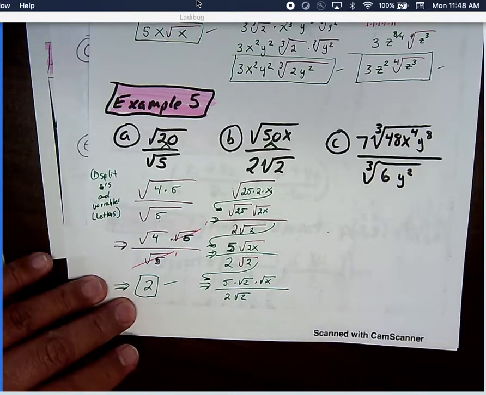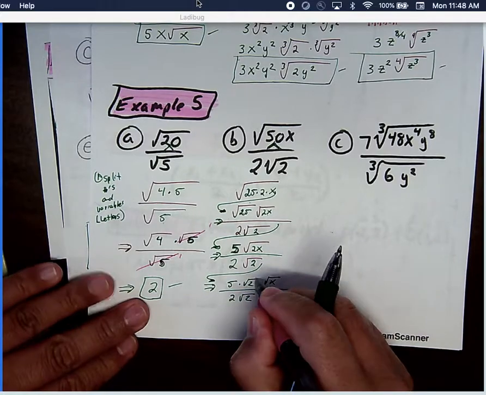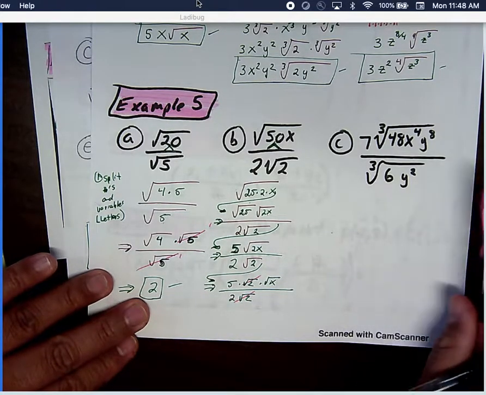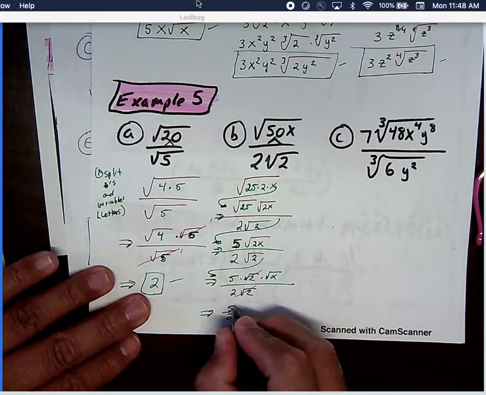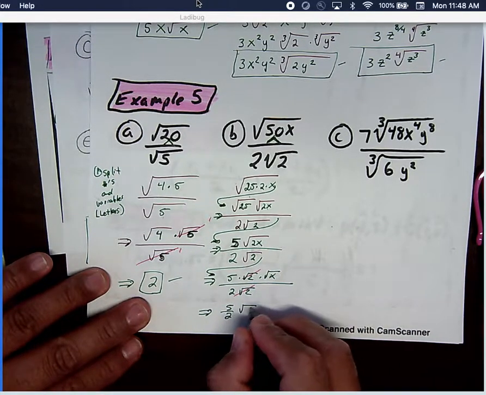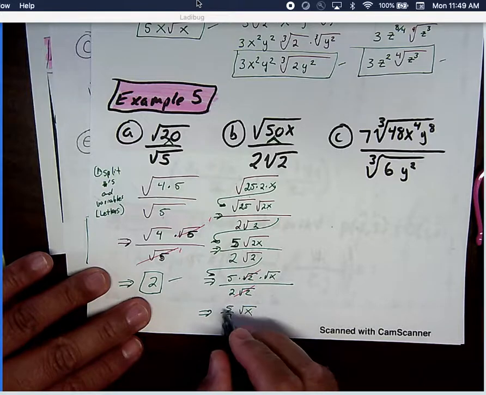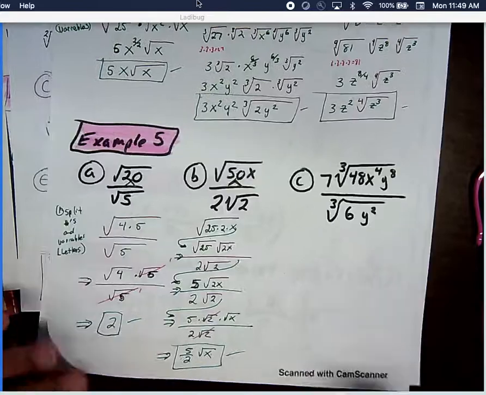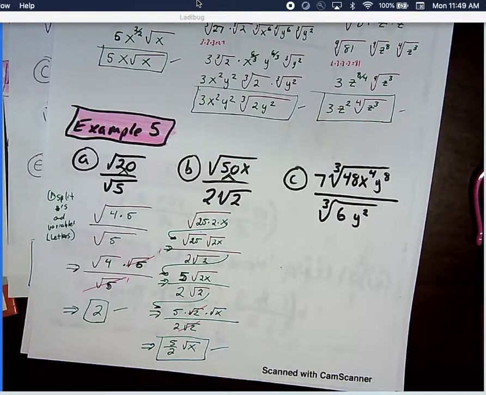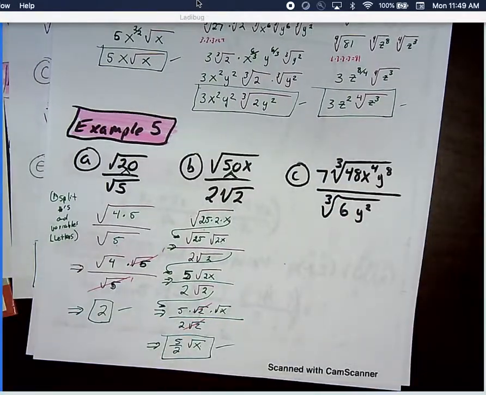So if you notice, these two are the same, so you can eliminate that. So the answer would be 5 over 2 times the square root of x. Or you can put it on top with the 5, it doesn't matter. That's the answer. Okay, that one I'm going to leave for you guys. It's more of the same, it's just more work. Thank you.